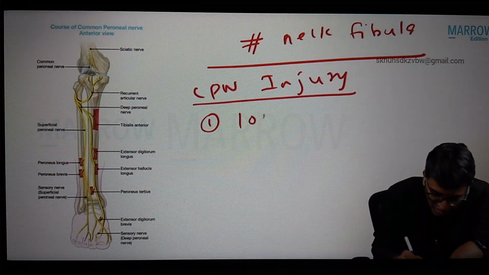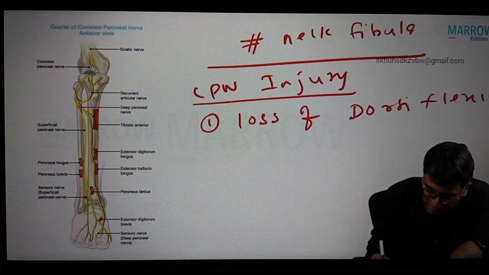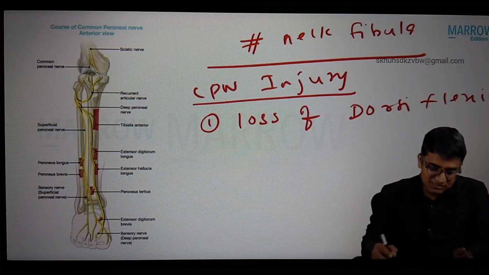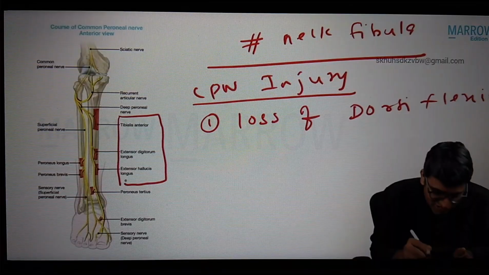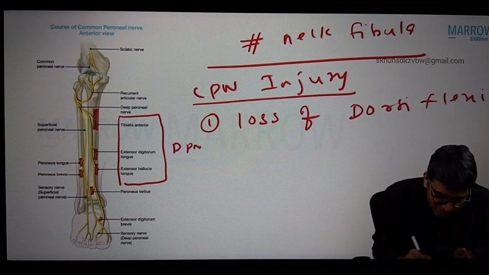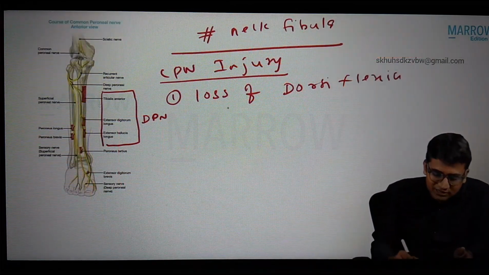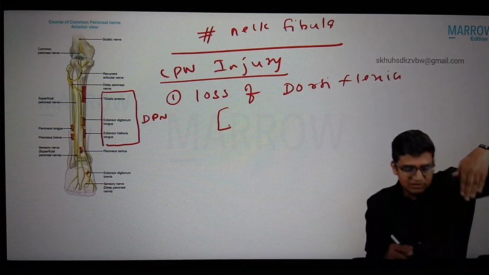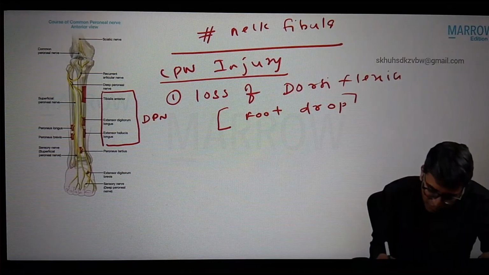Number one, loss of dorsiflexion of the ankle joint. Why, sir? Because tibialis anterior, extensor digitorum longus, extensor hallucis longus are supplied by deep peroneal nerve. So deep peroneal nerve is injured because of common peroneal nerve injury. So loss of dorsiflexion of the ankle joint. So the ankle joint is held in plantar flexion like this. Okay, that is called foot drop. So the patient has foot drop.